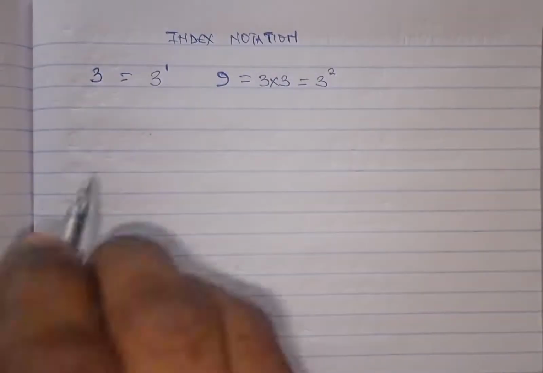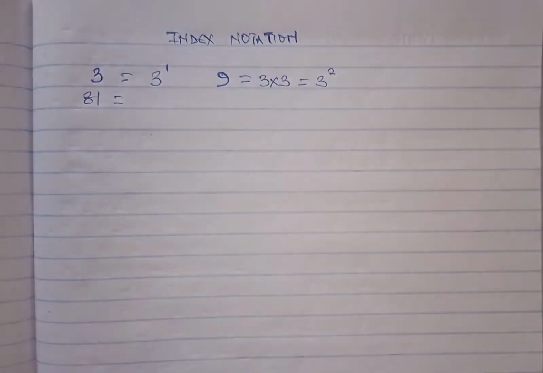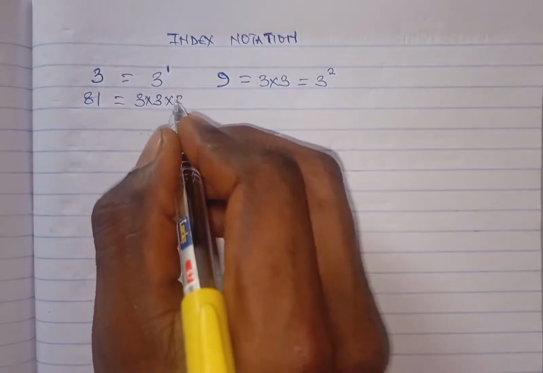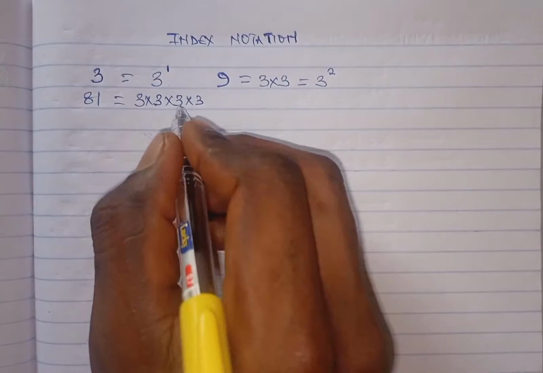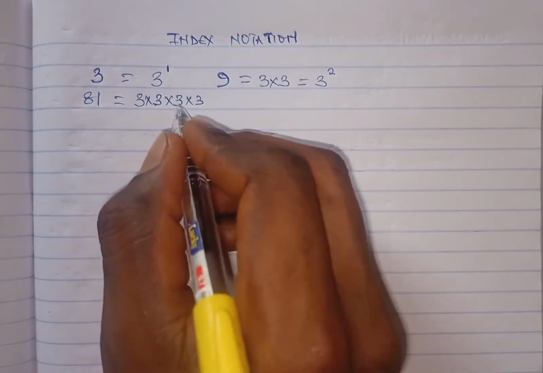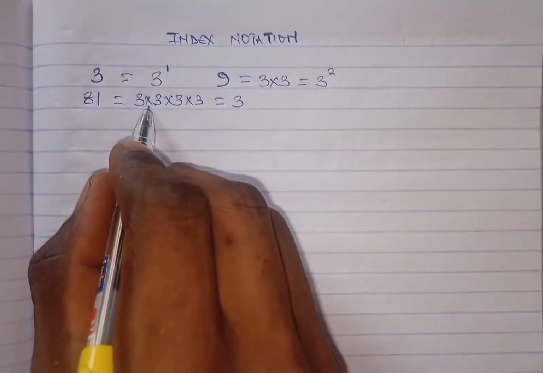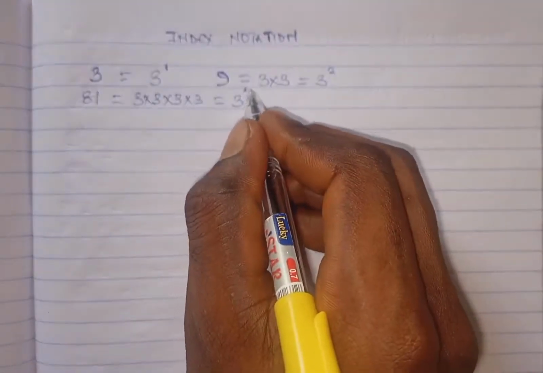For example, you are given 81 and you have to find the index notation of 81. 81 is the same as 3 multiplied by 3 multiplied by 3 multiplied by 3, because 3 times 3 will give you 9. 9 times 3 will give you 27. 27 times 3 will give you 81. So which is still the same as 3. Then the 3 appears in how many places? 1, 2, 3, 4. So it's going to be 3 raised to the power of 4.